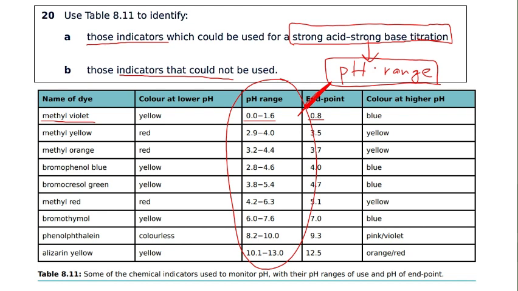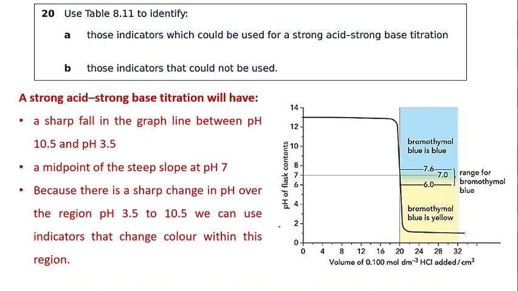Then we have to check which indicator is coming in the same pH range. Only that indicator can work. So now we are moving to how we can check the strong acid and strong base pH range.